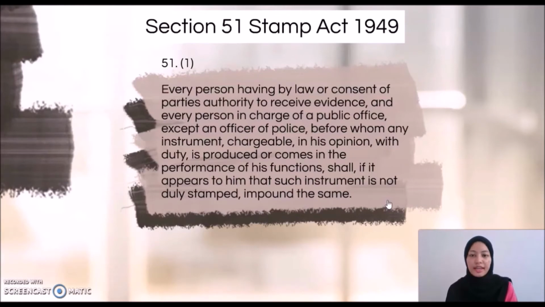Subsection 1 states that every person having by law or consent of parties authority to receive evidence, and every person in charge of a public office, except an officer of police, before whom any instrument chargeable in his opinion with duty is produced or comes in the performance of his functions, shall, if it appears to him that such instrument is not duly stamped, impound the same. Basically, it means that every person in charge must receive any instrument or document as evidence whether it is stamped or not stamped.